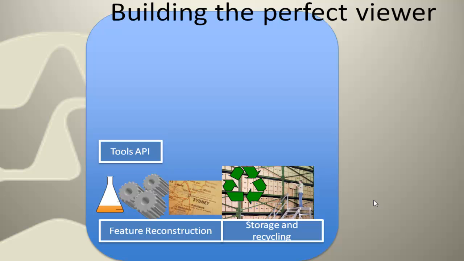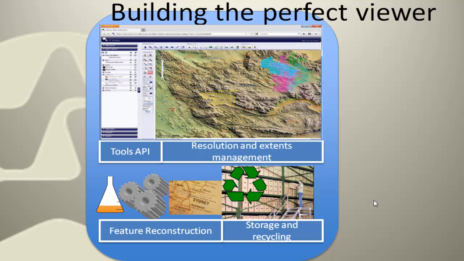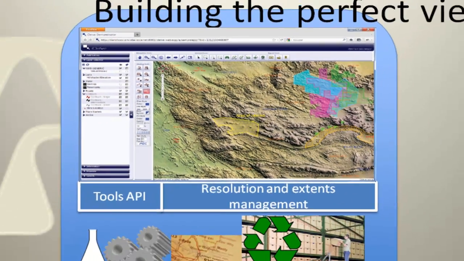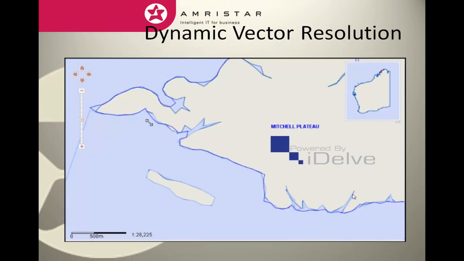To provide full advantage of the iDelve Fusion product, it incorporates an interface for layers, markup, features and functions, with a rich API to the server. Finally, it manages the extents and resolution of the server to ensure that what you need is what you get, or WYSIWYG.